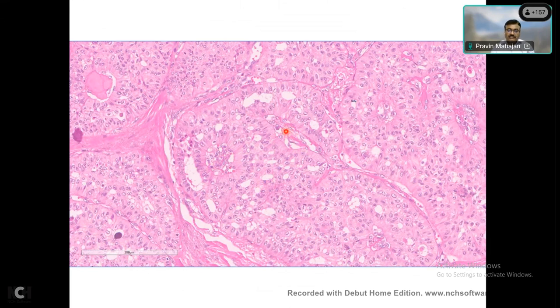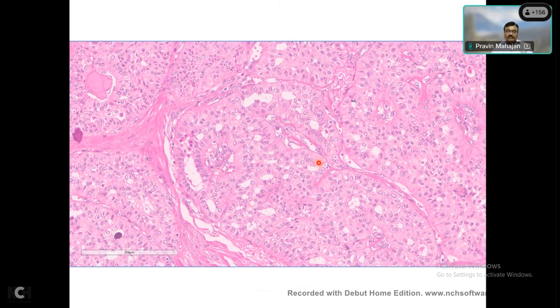What is unique about this columnar proliferation is that the cells, or the nuclei in the cells, which should be basally located, that means toward these fibrovascular cores, are actually towards the luminal surface. So this is actually showing a reverse polarity. So the nuclei are not basally located, but they are towards the luminal side. This is also called reverse polarity in this particular variant of a unique tumor.